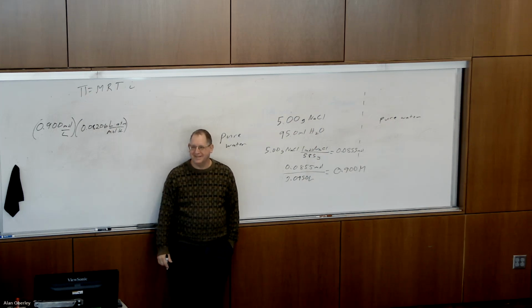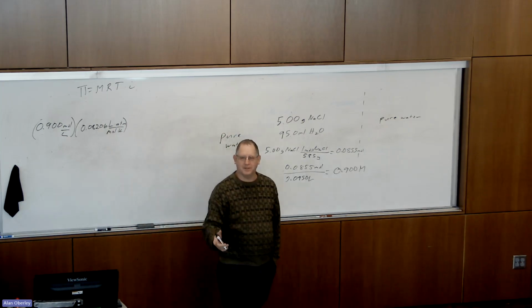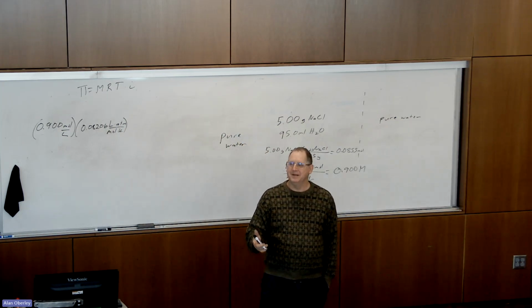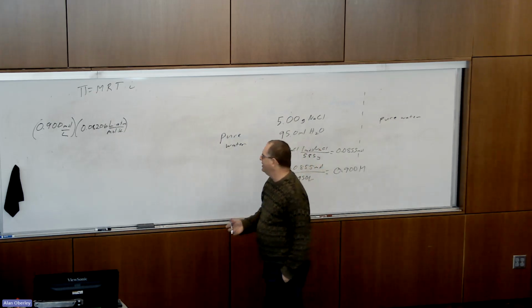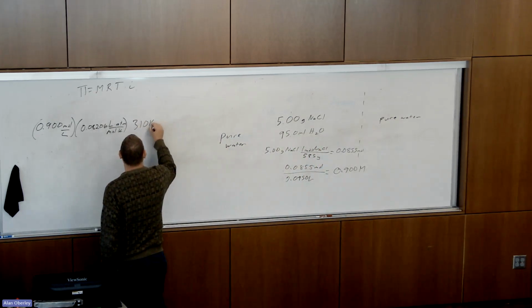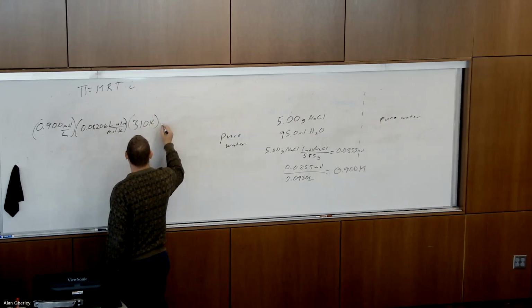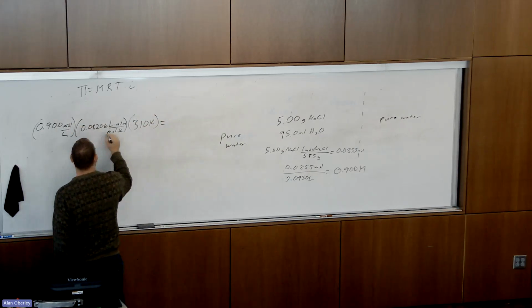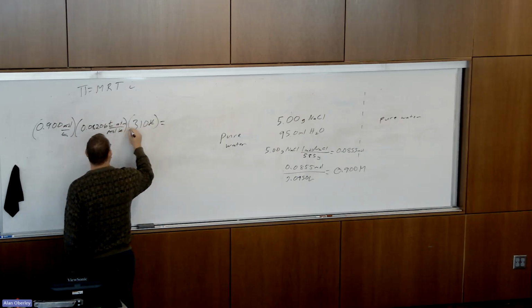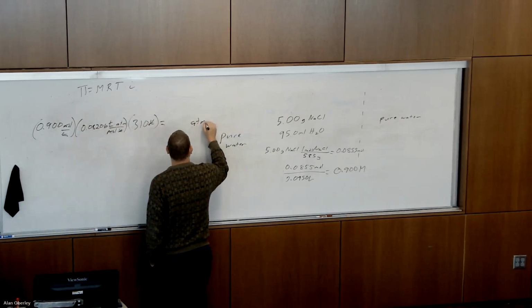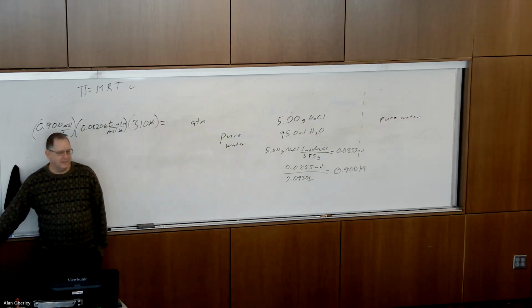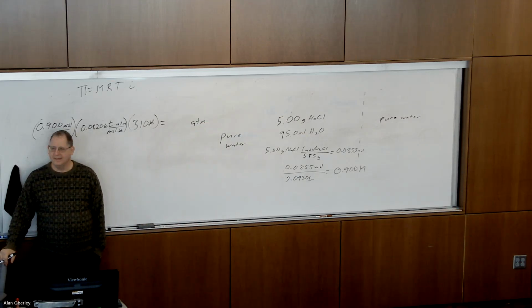Why not, Cyrus? Don't we use 273, right? Well, you're on the right track. What is the 273? That's the Kelvin baseline. Right, so I need to convert it to Kelvin. So this is going to be 310 Kelvin. Okay, our moles cancel, our liters cancel, our Kelvin cancel, giving me atmospheres. How many atmospheres? 2.9.